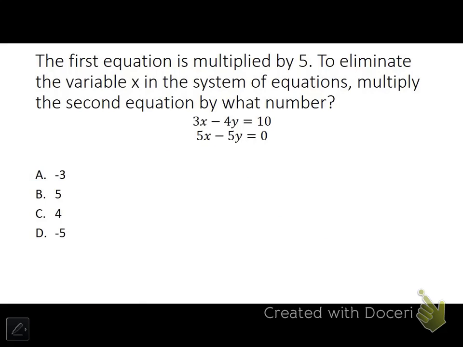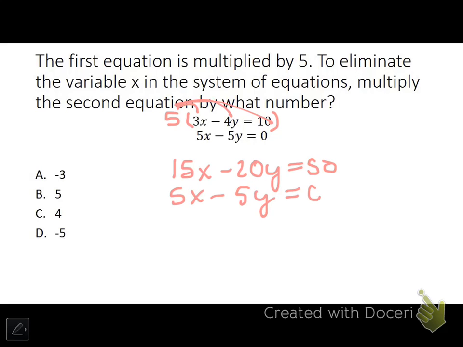Okay, the first equation is multiplied by 5. To eliminate the variable x in the system of equations, multiply the second equation by what number? So in this, we're multiplying this first equation by 5. So we're going to get 15x minus 20y is equal to 50. And then we're going to rewrite the second equation underneath it.